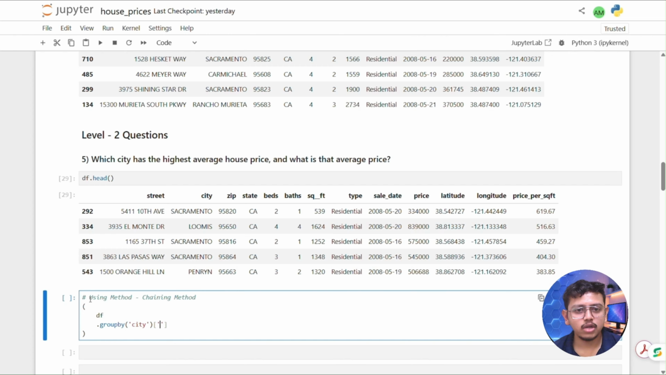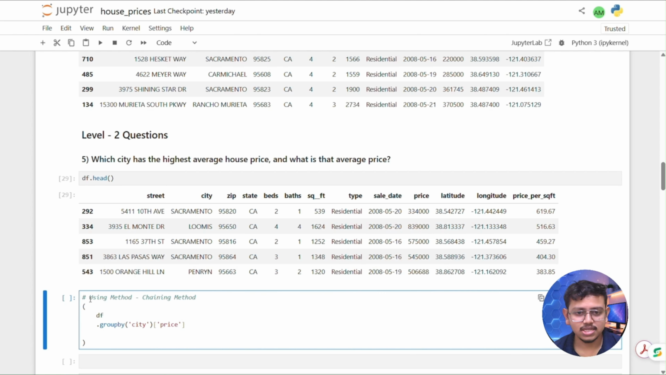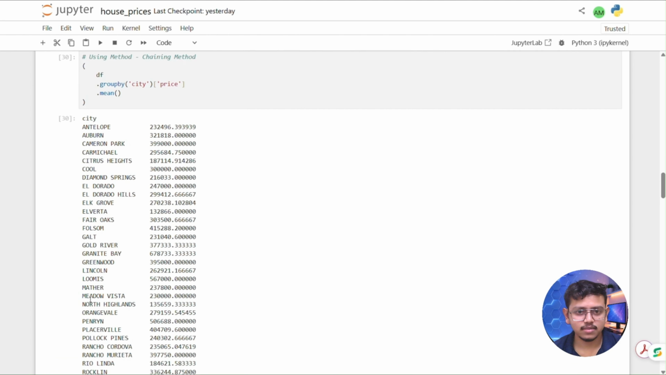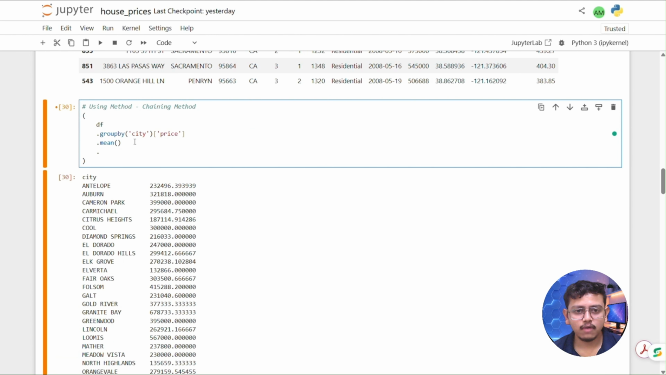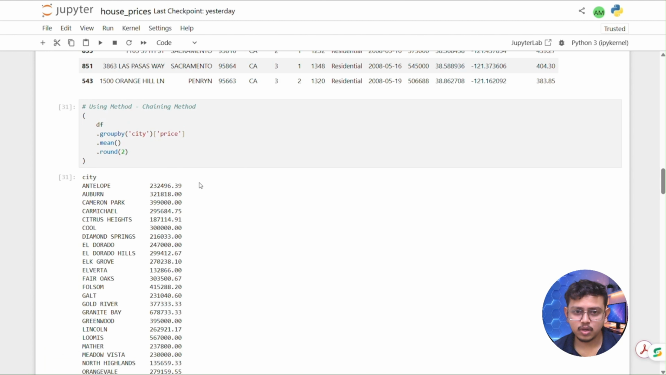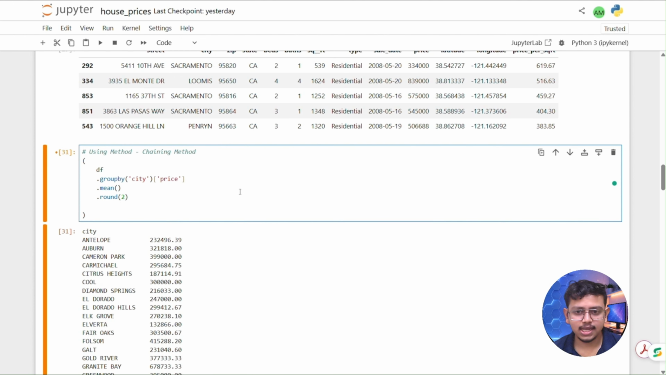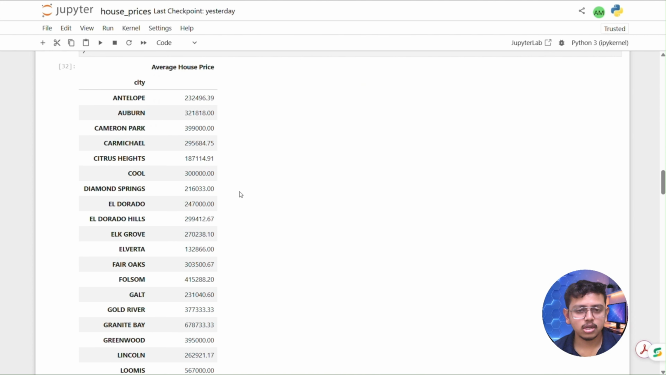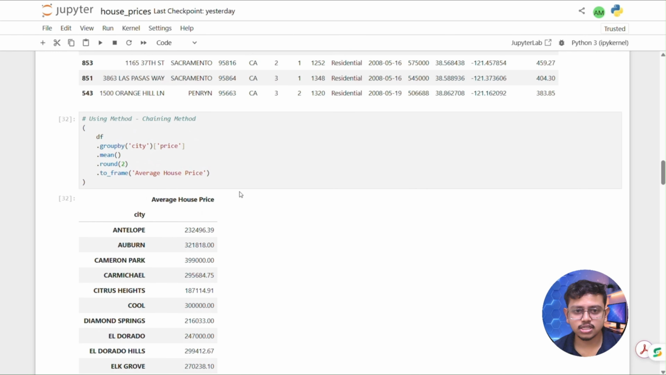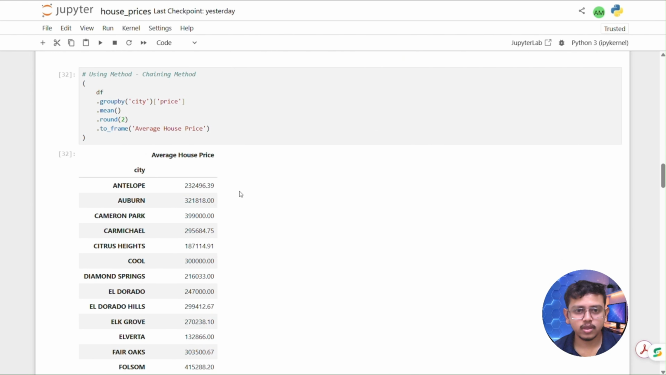We need to group by the city to answer this question. So we are grouping by city, and for finding the average price we consider the price column. Now we apply the mean and round it to 2 decimal points. Currently this is in a series data structure and we convert this into a data frame. So now we have converted the series into a data frame.